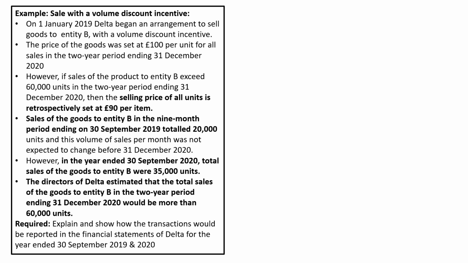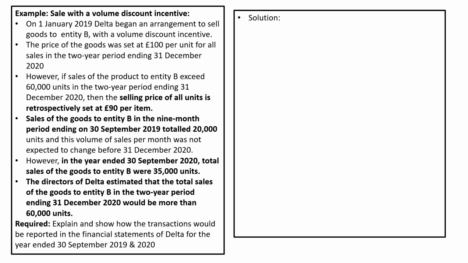Required, explain and show how the transactions would be reported in the financial statements of Delta for the year ended 30th of September 2019 and 2020. Right, solution.